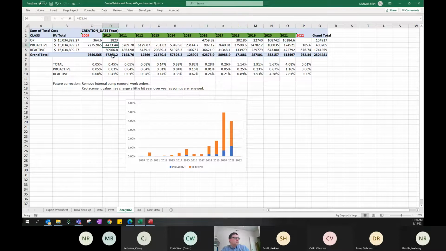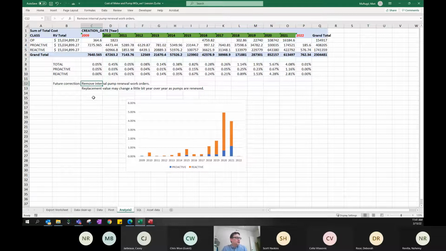So this is just a quick pivot analysis of the totals for the maintenance costs for proactive and reactive maintenance for the most part. Proactive is actually a combination of predictive and preventive. It is possible to divide it into two sections. And reactive is corrective maintenance activities as well. And I believe it also includes some of the pump renewals or rebuilds that we were able to do in-house. So that's one other thing that I want to correct for in the future.